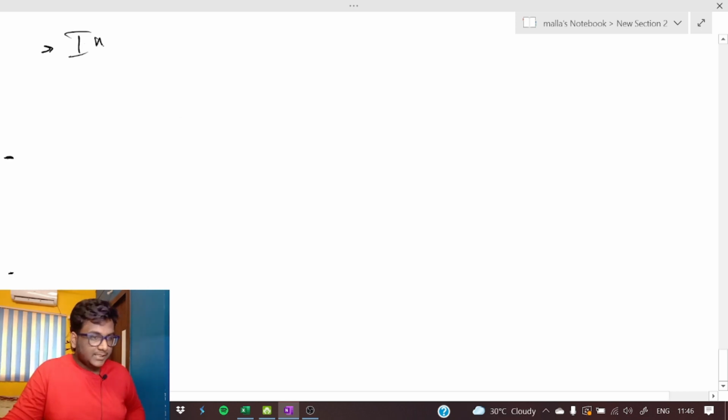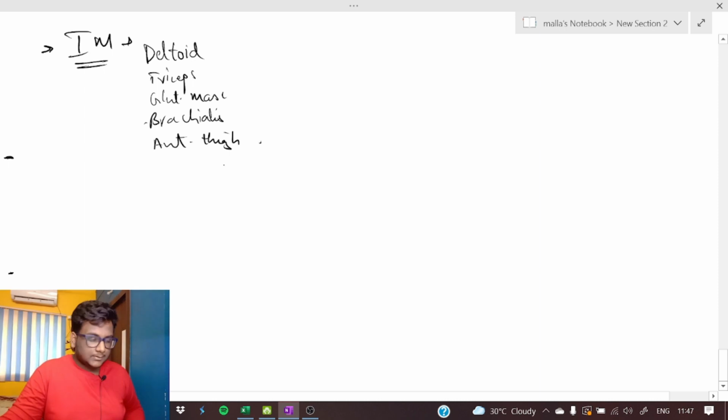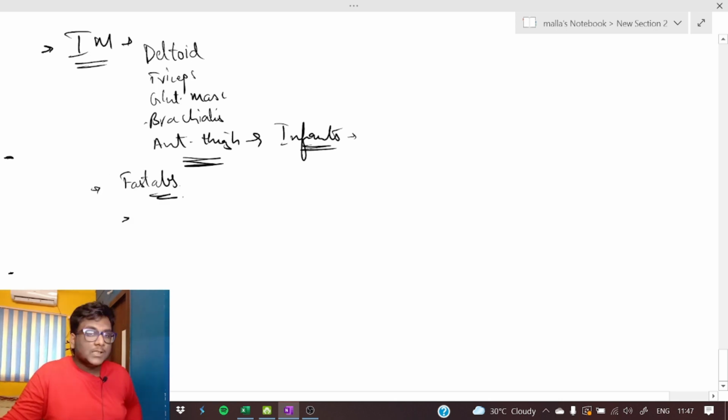And the next one is intramuscular, IM. The main sites for intramuscular are deltoid, triceps, gluteus maximus, brachialis, anterior thigh. So intramuscular is very common. We use it for vaccines. The anterior thigh is a very special one because we use it mainly in infants, because infants' gluteus maximus is not developed as infants cannot walk, so we give intramuscular injections on the anterior thigh. Intramuscular has faster absorption because muscles are more vascular.